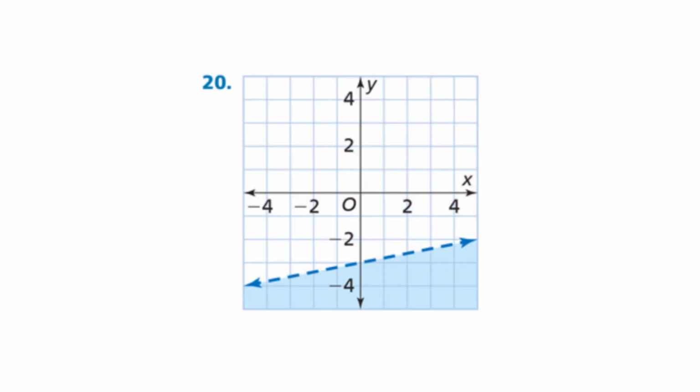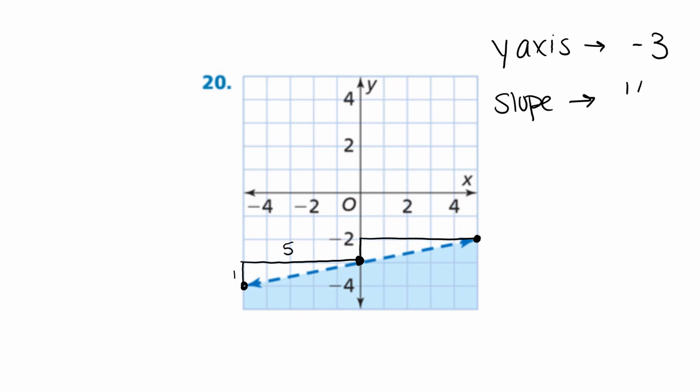For number 20, we want to reference that our starting point is on the y-axis at -3. If we plot all of the other points that are read clearly, we can find our slope pattern. We have to go up 1 and over 5, up 1 and over 5. So our slope would be 1/5. And our general equation would be y equals 1/5 x with the -3.